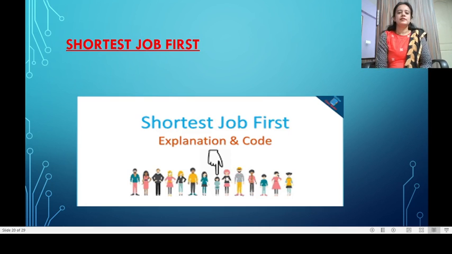This is another CPU scheduling algorithm, that is shortest job first. In the shortest job first algorithm, whichever process has less CPU burst time or less CPU execution time will be given a chance to execute by the CPU. This is how we showed in the example. All the people are standing in the queue, and whoever is small is given a chance to execute. Like that, whichever process has very little CPU time will be given a chance to execute.